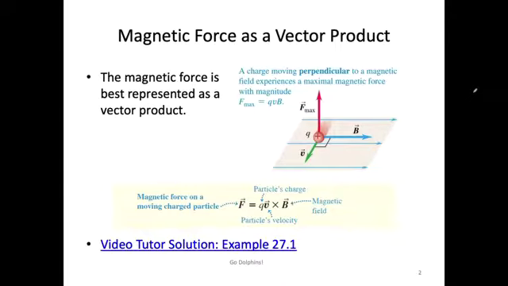We're going to study magnetic force in this video. The magnetic force on a charged particle is a vector product, a cross product, between the velocity of the charged particle and the magnetic field. The velocity is a vector, B, the magnetic field, is also a vector, and the cross product of the two vectors gives us the magnetic force.